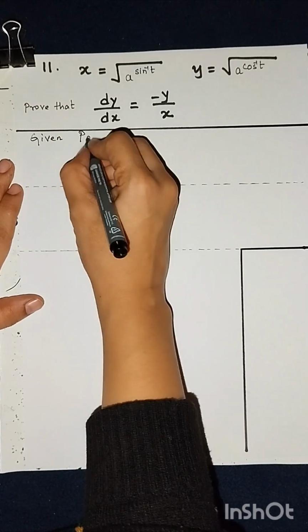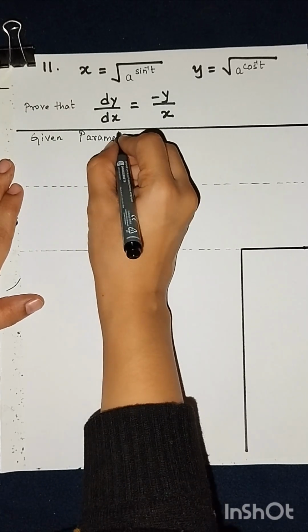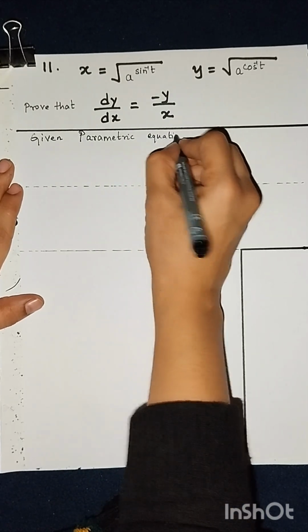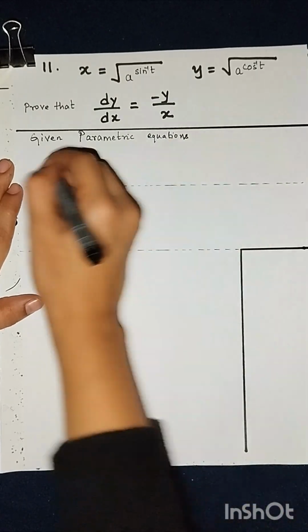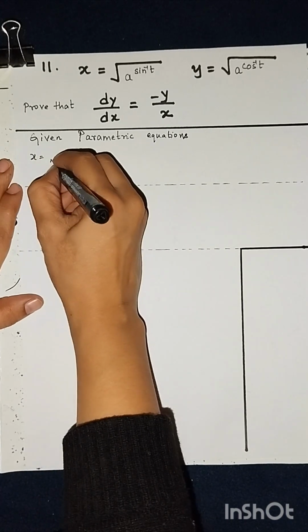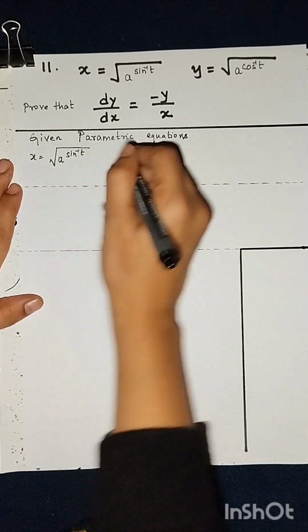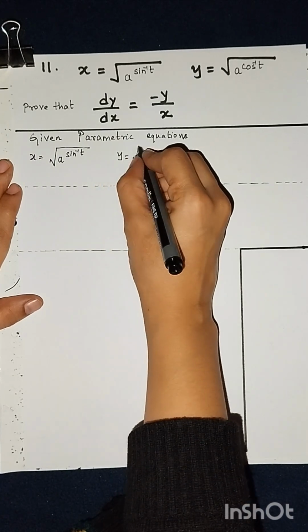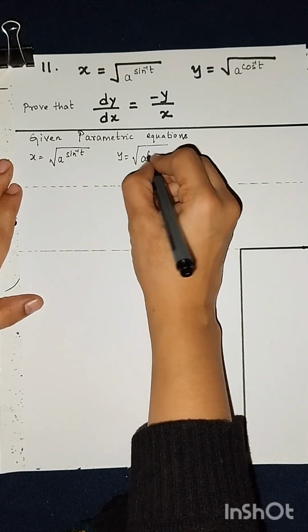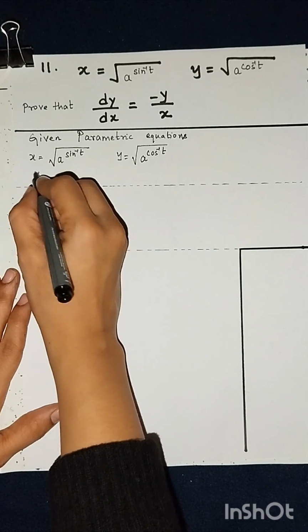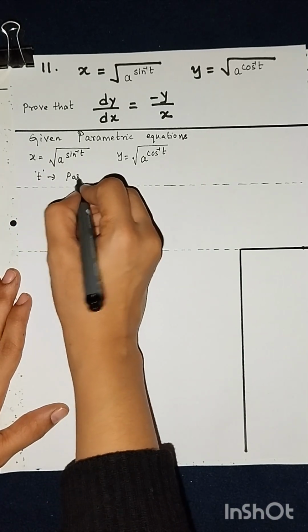Given parametric equation, x is equal to square root of a to the power sine inverse t, y is equal to square root of a to the power cos inverse t. So here t is the parameter.